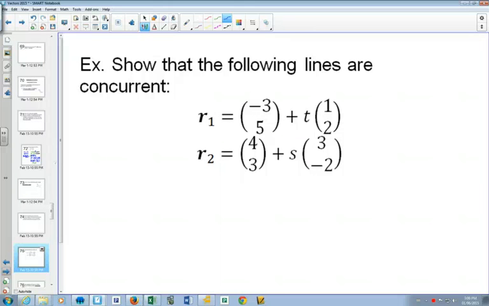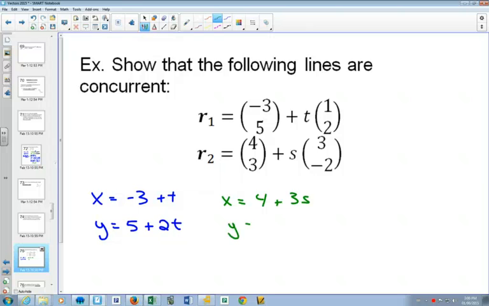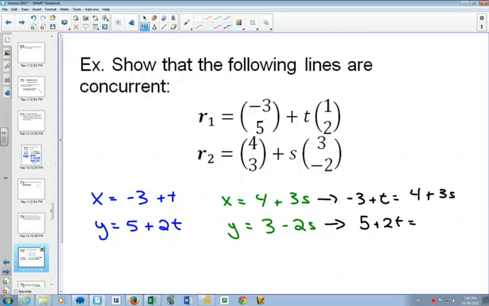Same thing as before, you would set up your parametric equations. Negative 3 plus t for our first equation, and our second equation is going to be 4 plus 3s. And our y coordinate is 5 plus 2t, and 3 minus 2s. And from this, we'll get two equations with two unknowns. Negative 3 plus t equals 4 plus 3s, and 5 plus 2t equals 3 minus 2s.